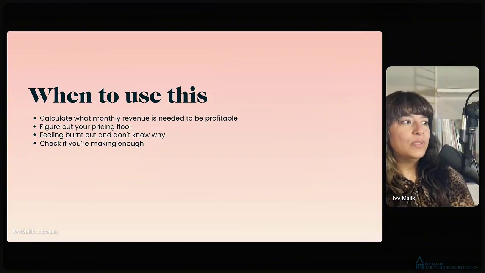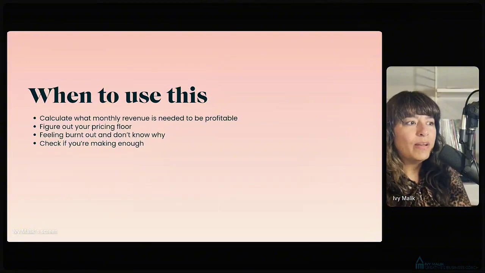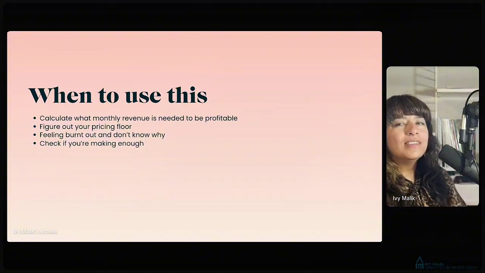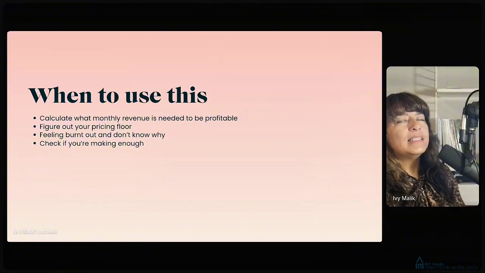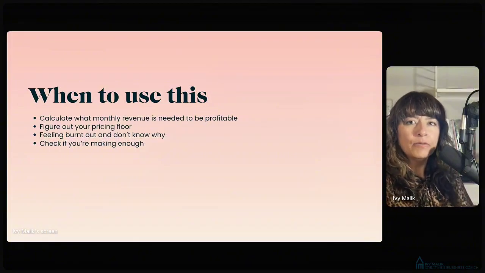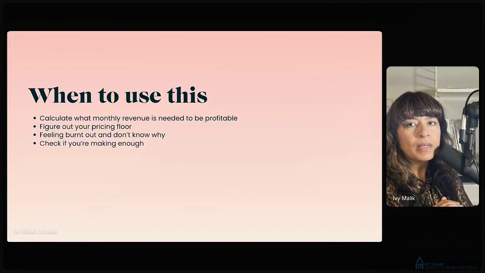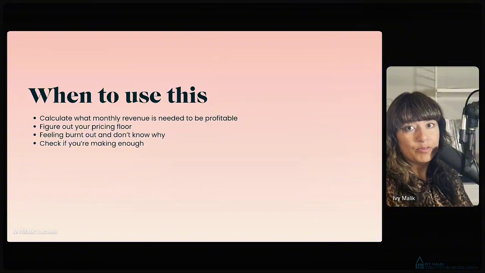So when do you use this? You want to use this when you want to calculate your monthly revenue so that you can understand what you need to be profitable. This is the most important part to determine your pricing floor. And by pricing floor, I mean, what is the lowest amount of money that you need to make in order to pay all your bills at home and in business, as well as be profitable and to pay your taxes.